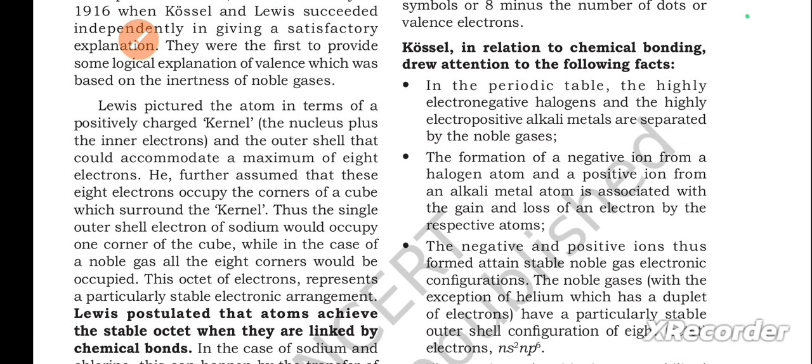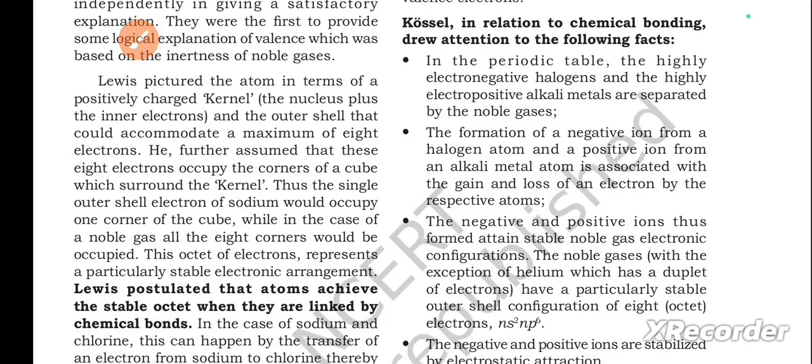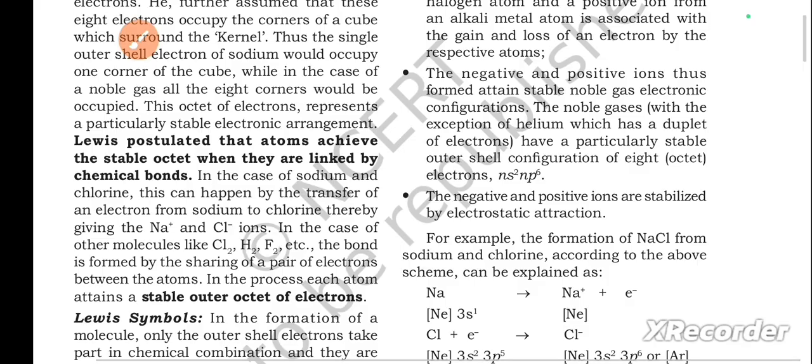Kossel, in relation to chemical bonding, drew attention to the following facts. First one, in the periodic table, the highly electronegative halogens and the highly electropositive alkali metals are separated by the noble gases. The formation of a negative ion from a halogen atom and a positive ion from an alkali metal atom is associated with a gain and loss of an electron by the respective atoms. The negative and positive ions thus formed attain stable noble gas electronic configurations.